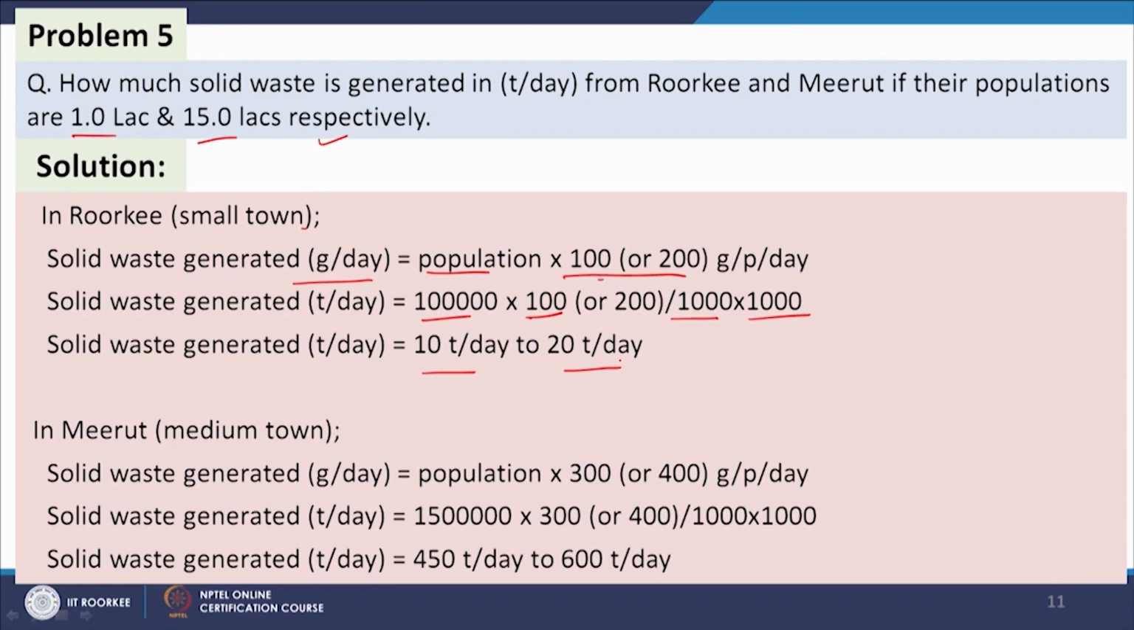And for Meerut, this value will change, because we know that for a medium city per capita waste generation is different from that of the small city, and it is 300 to 400 gram per person per day. So, if we multiply with the population, that is 15 lakhs, so 15 lakhs into 300 or 400, again divided by 1000 for conversion of gram to kg, and again 1000 from kg to ton. So, we will be getting 4500 ton per day to 6000 ton per day. So, now we are able to find out the waste generated in these two cities per day.